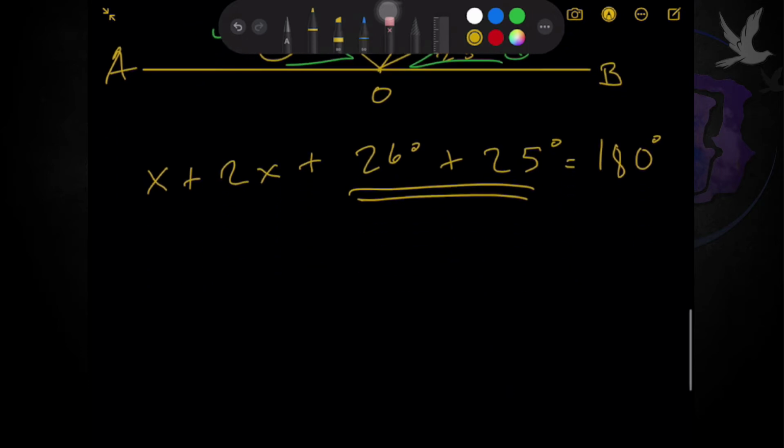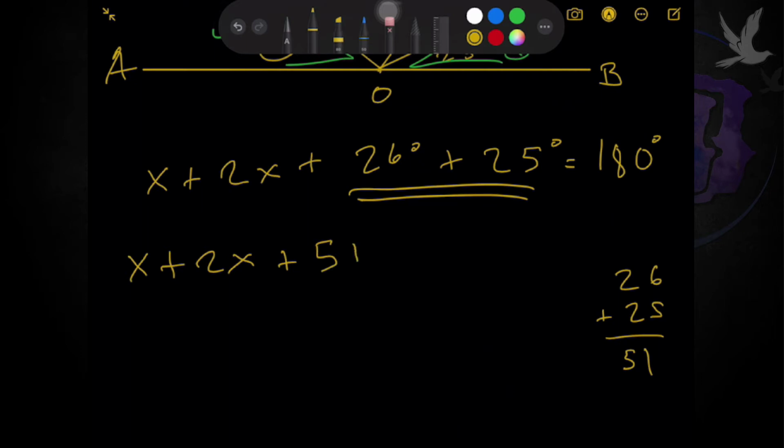Anong gagawin natin dito ngayon is to just add all yung given aside from the variables. So, 25 plus 26 will give you 51 degrees. So, rewriting the equation, we now have x plus 2x plus 51 degrees equals 180 degrees.